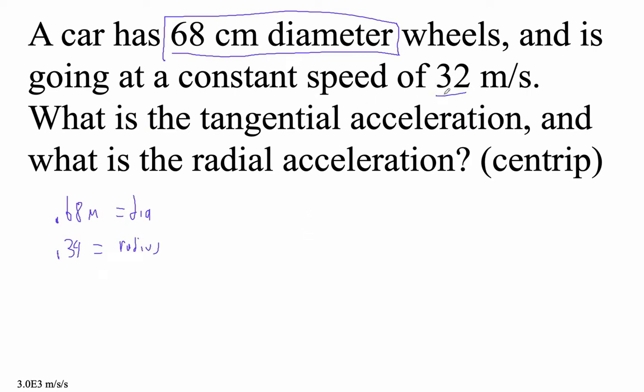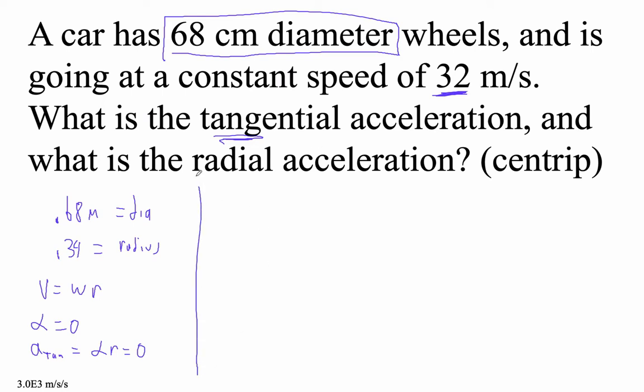Let's see. It's going at a constant speed of 32 meters per second. What is the tangential acceleration? Well, if it's going at a constant speed, v is omega r. If v is constant, then omega is constant, right? Therefore, our angular acceleration is 0. Therefore, our tangential acceleration is equal to alpha r, which is equal to 0 because alpha is 0. So the car is not accelerating, therefore the tangential acceleration is 0, okay?